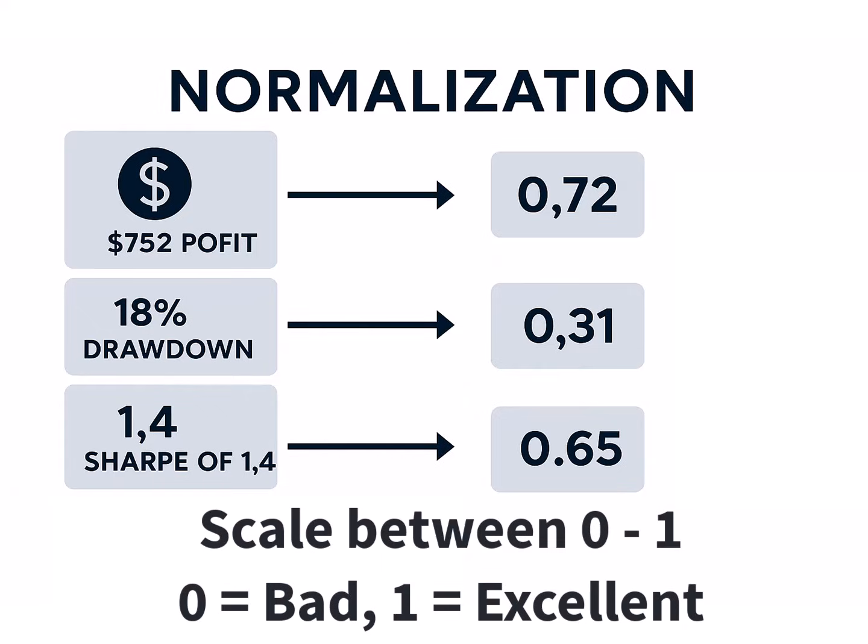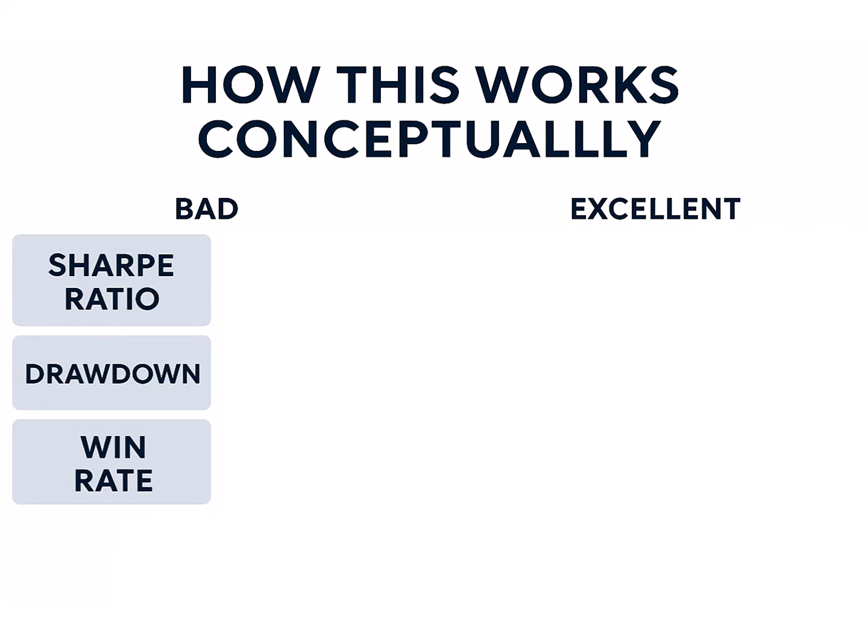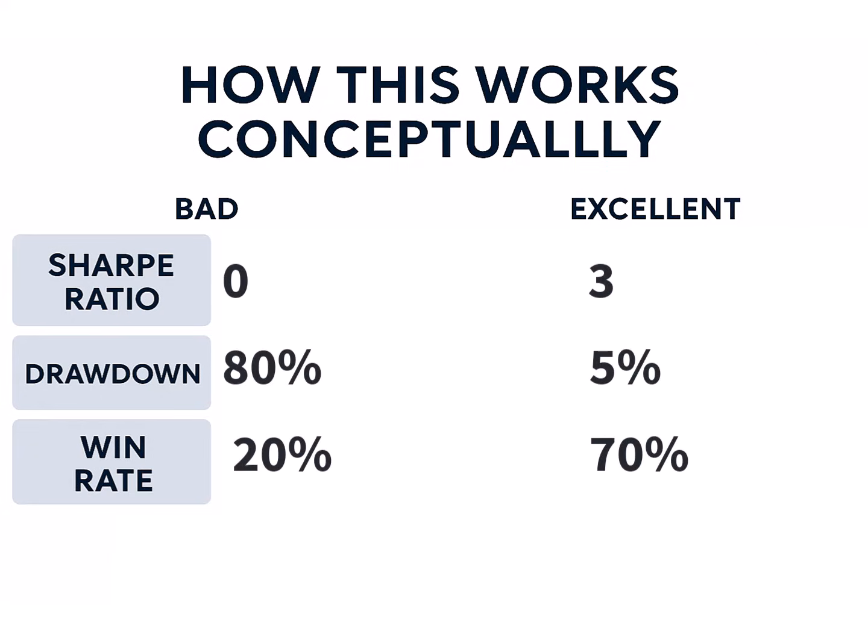Other advantages that normalization has are that no single metric automatically dominates, everything is evaluated relative to what's considered good or bad, and each metric gets a fair voice. The important idea behind this is that for each metric we can now define what is considered very bad and what is considered excellent. For example, a Sharpe ratio of 0 might be bad, and a Sharpe ratio of 3 might be excellent. A drawdown of 80% is terrible, and a drawdown of 5% is excellent, and so on. TOPSIS uses these reference points to rescale everything between 0 and 1.